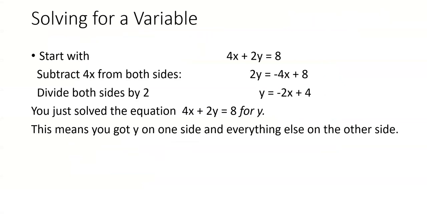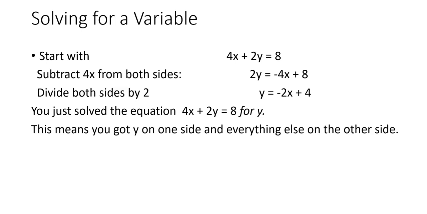All right, let's take a look at the next part of this, which is solving for a variable. Some of this you've already done before. In fact, earlier in this course, we were trying to solve for y in terms of x in order to get the equation in y equals mx plus b form so we could identify slope and y-intercept more easily. So suppose you started with 4x plus 2y equals 8. You just do common operations on both sides. Subtract 4x from both sides, divide by 2. You've solved 4x plus 2y equals 8 for y, meaning you got y on one side, everything else on the other side.